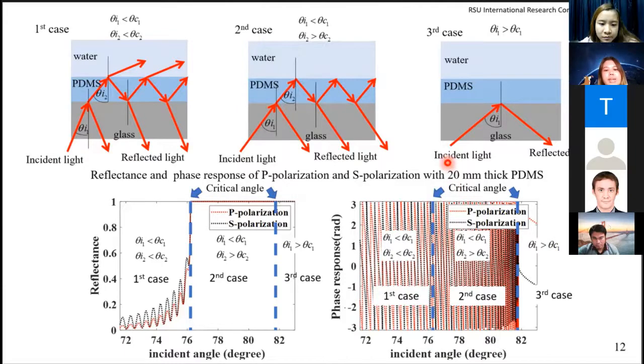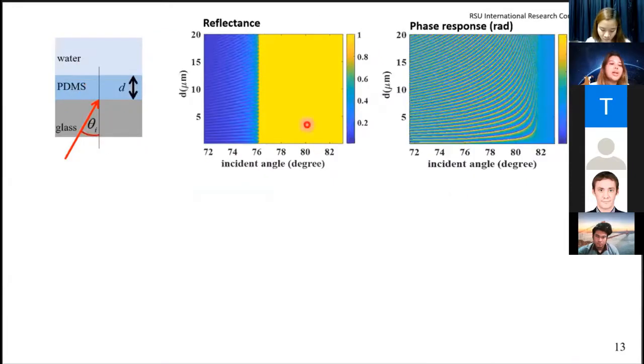And for the last case, the incident angle at the gas-PDMS interface is more than the critical angle, so all of the light will be reflected. This case cannot produce any effect, as shown in the figure. This is the simulation result with different PDMS thickness, D, and incident angle. We find that with different PDMS thin film thickness, the reflectance and the phase response change due to the optical path length change.